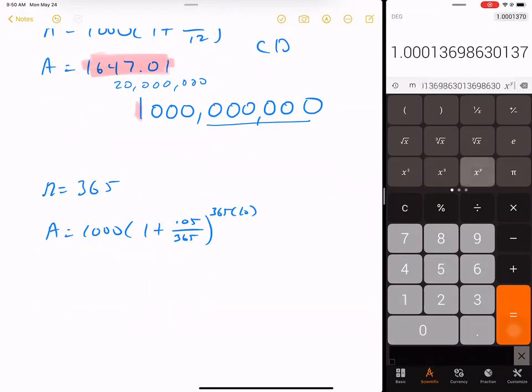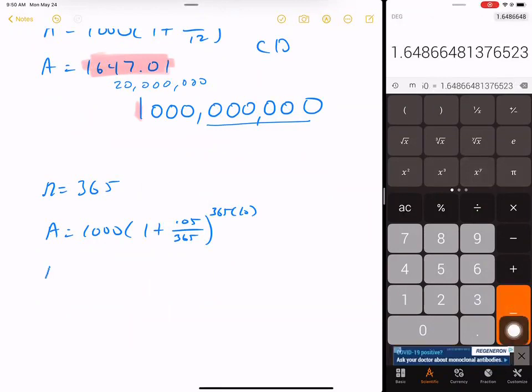We're going to take it to the x to the y. What's the exponent? It's going to be 3,650. Why is it so large? Because that's the number of days we're paying. That's the number of iterations you're going to get paid out. And then we end up with A equal to 1648.66.